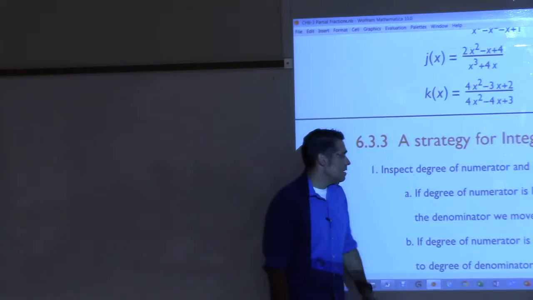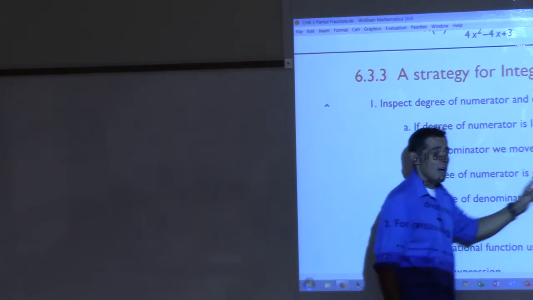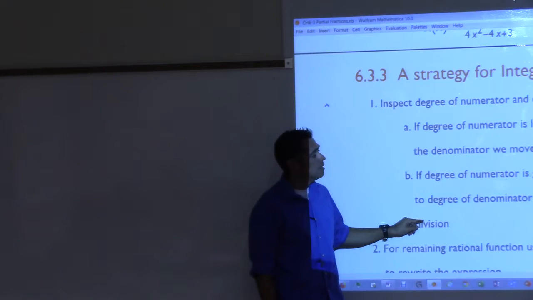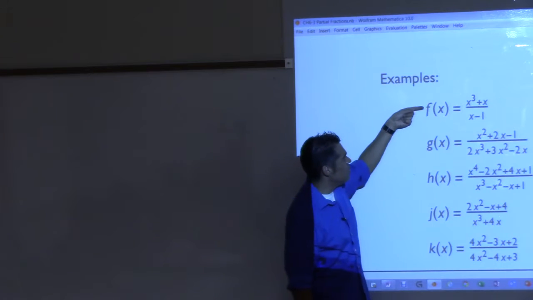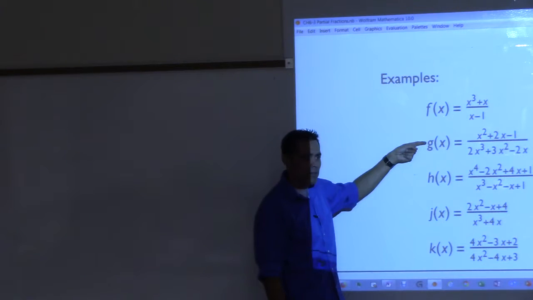If the top is not smaller, right? If the degree of the numerator is greater than or equal to the denominator, well, then we have to do long division first. Long division by hand, remember that? So for this problem, if we want to start this, we have to actually do long division before we even do any other thing. This one, we won't need long division.